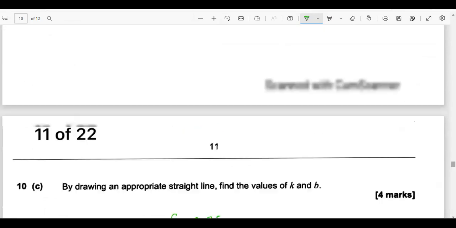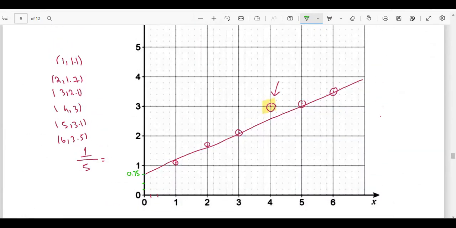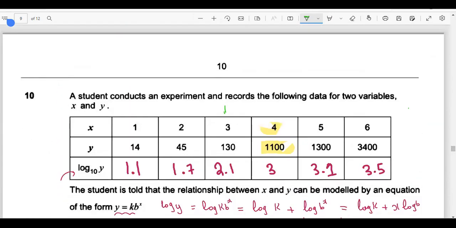And for finding the gradient, we can pick any 2 points that are genuinely passing through the line. So it is this point and this point. So we can use this point and this point. Can you please find the gradient using these 2 points?